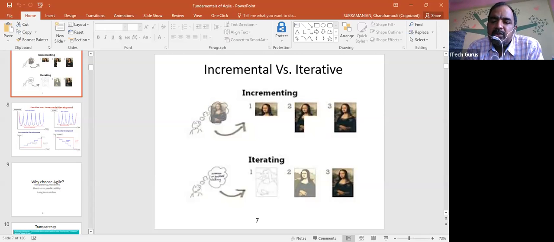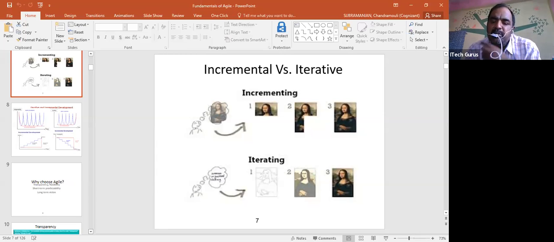We are trying to draw the Mona Lisa picture. You all know Mona Lisa, right? See what is happening in the incremental. Incremental is divided into 3 frames, and each frame is drawn completely. See the first frame, only the head portion is drawn completely. In the second, only the left body part is drawn completely, and the third is the right body part drawn completely. Then we get a full Mona Lisa picture. This is called incremental development. Are you doing this? Then that's called incremental. On the contrary, see what iteration is.